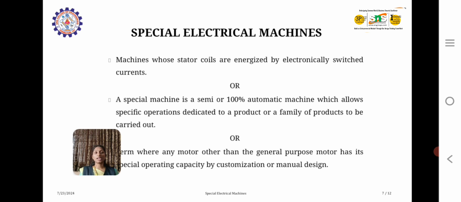Or a special electrical machine is a semi or 100% automatic machine which allows specific operations dedicated to a product or a family of products to be carried out. And any motor other than the general purpose motor, which has its special operating capacity by customized design or manual design, we also call special electrical machines. These machines are particularly designed for particular applications. That's why we call them special electrical machines.